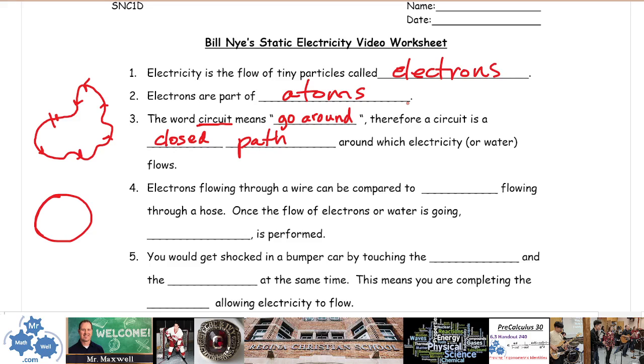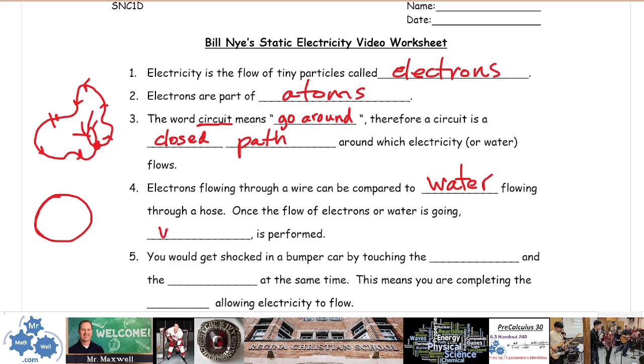Okay, number 4. Electrons flowing through a wire can be compared to blank flowing through a hose. I think that's water. Water. Once the flow of electrons or water is going, blank is performed. Electricity. So if the electrons are flowing here, there might be something like a light bulb in this path, and these electrons would light up the light bulb if they're flowing through here.